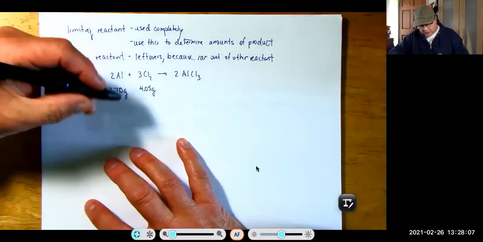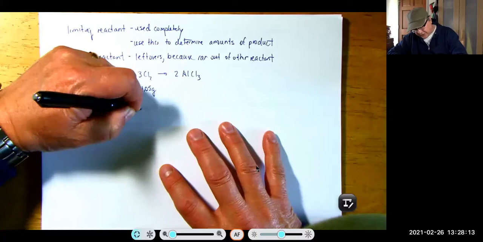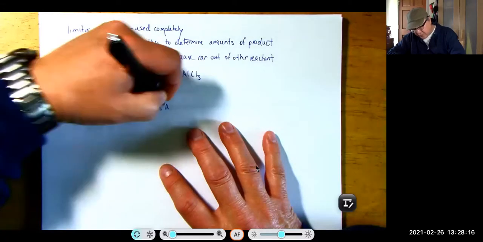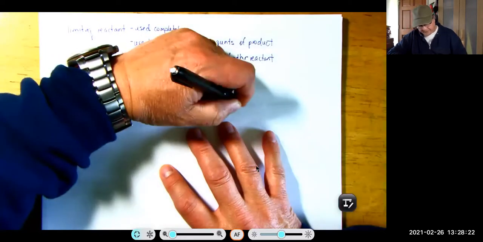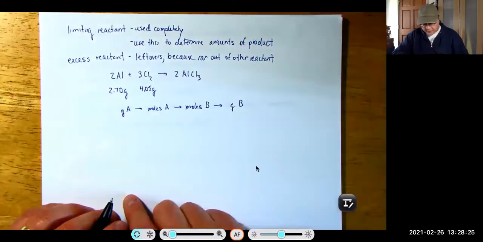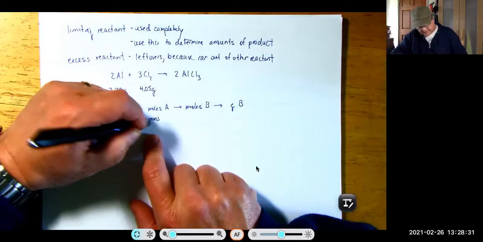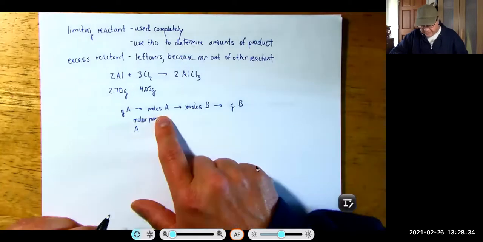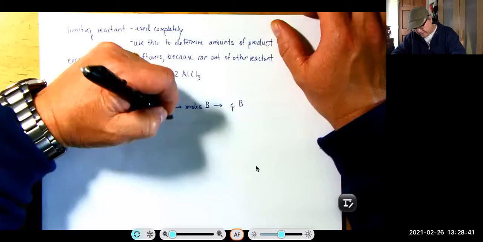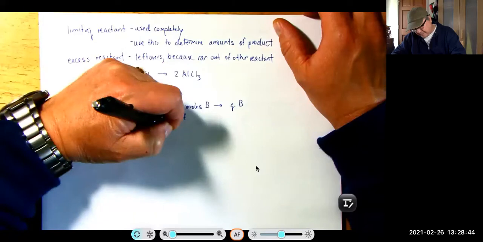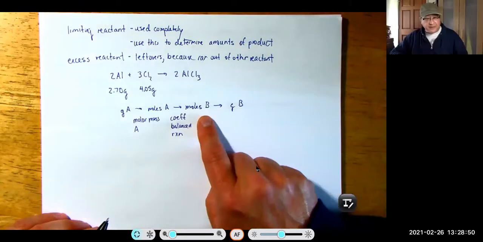So the general way to do this is you take grams of A, turn that into moles of A, turn that into moles of B, and turn that into grams of B. Now, the way to turn grams of A into moles of A is to use the molar mass of A. The way to go from moles of A to moles of B is using the coefficients of your balanced reaction. And of course, the way to go from moles of B to grams of B is to use the molar mass of B.